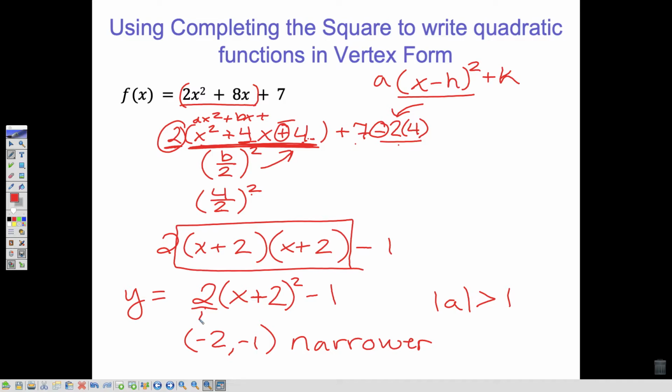That means I'm going up 2 for every 1 x I go over. Isn't it go up first? So it's going to be narrower. If it was 1/2, it would go up 1 y for every 2 x's, so it's going to be wider.